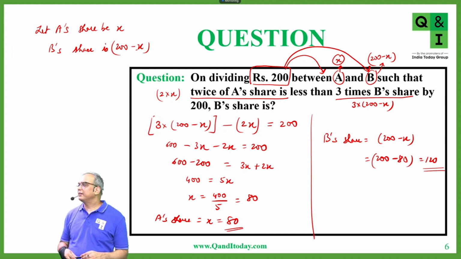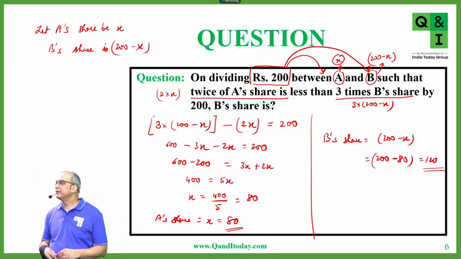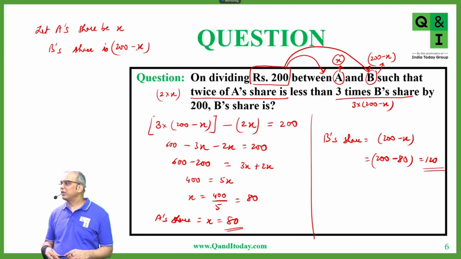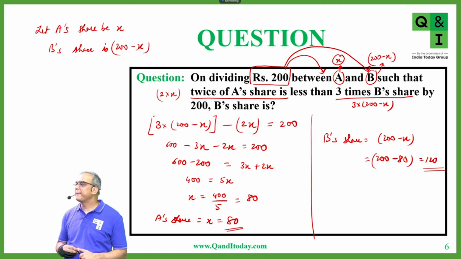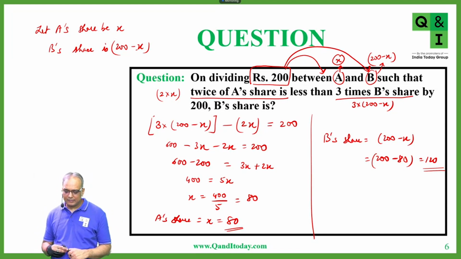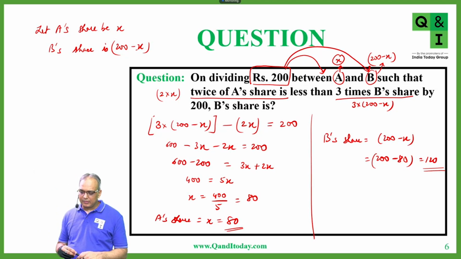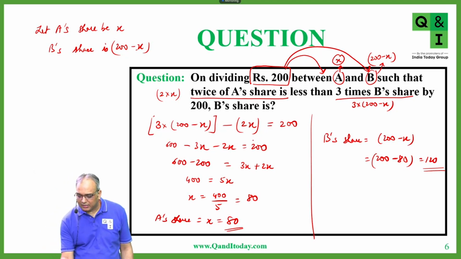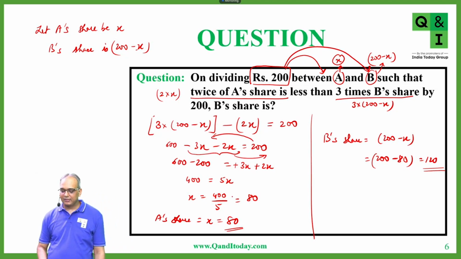One doubt, Isabel. Sir, yeah, please ask what doubt you have. Sir, the 200 is plus 200, so it went to minus. Yeah, plus 200 when it came this side became minus. And we have minus 3x and minus 2x. When it comes to right, it will become plus 3x and plus 2x. Okay, sir.